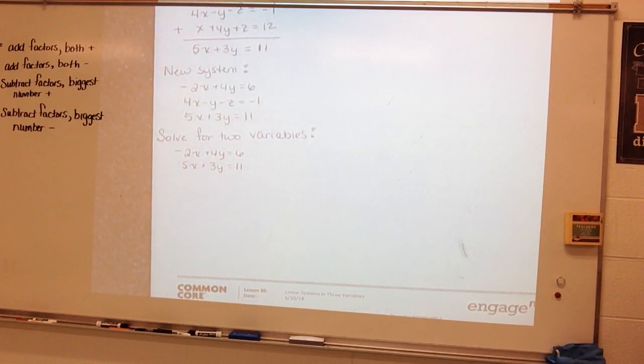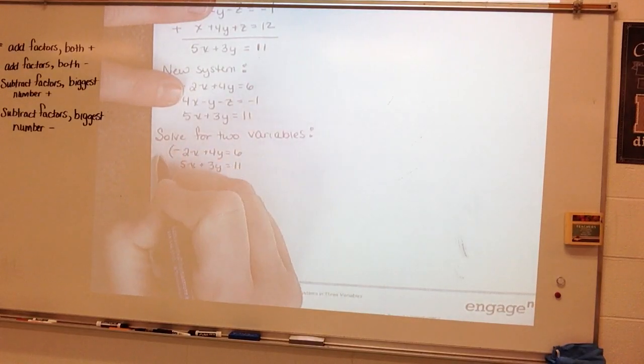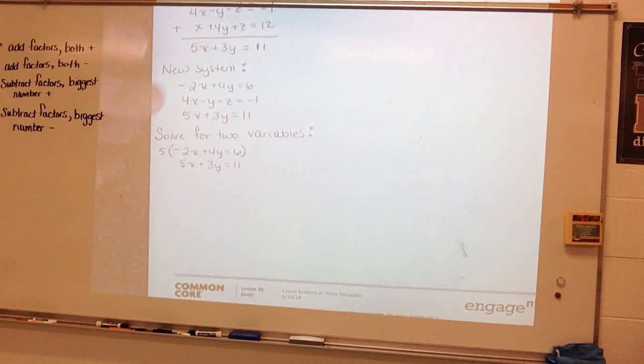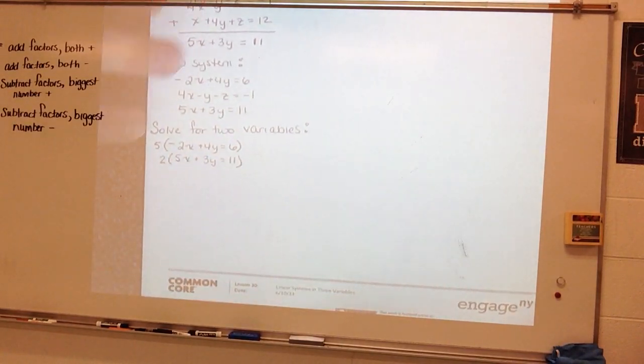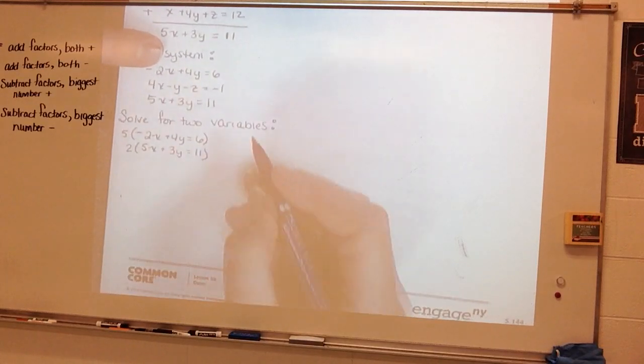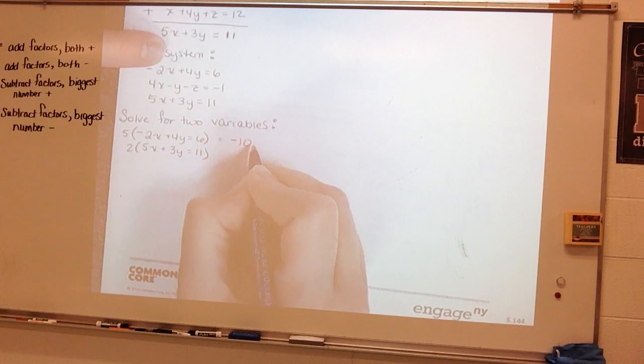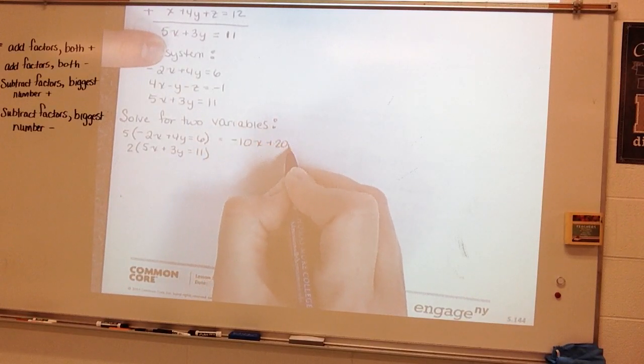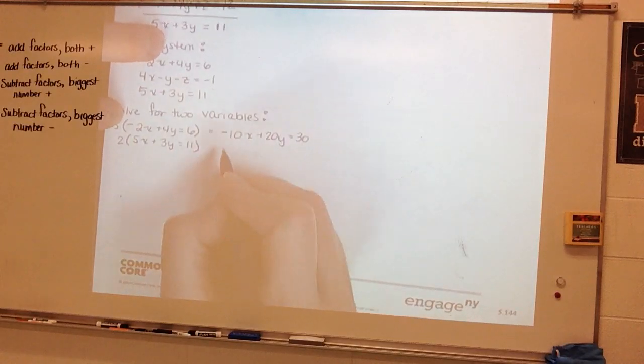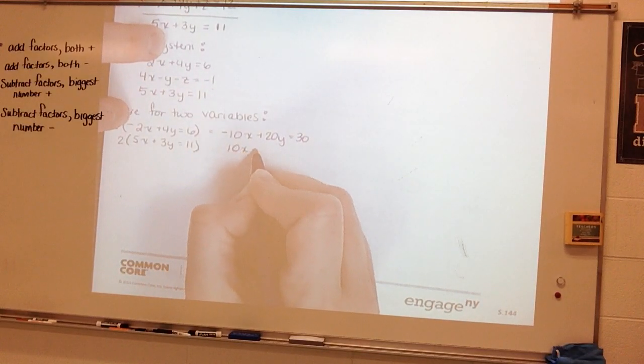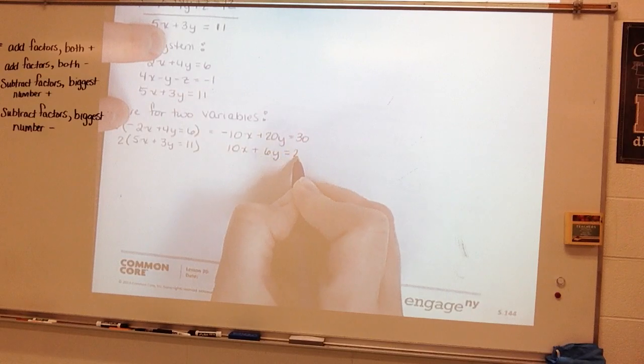I can make my x, I have a negative 2 and a 5. So what's something they have in common? 10. And in order for 10 to eliminate another 10, one has to be negative, one has to be positive. So I can multiply this equation by 5, and I can multiply this equation by 2, and I'm going to have a negative 10 here and a positive 10 here, and that eliminates my x. So I have negative 10x plus 20y is equal to 30. And then I have 10x plus 6y is equal to 22.